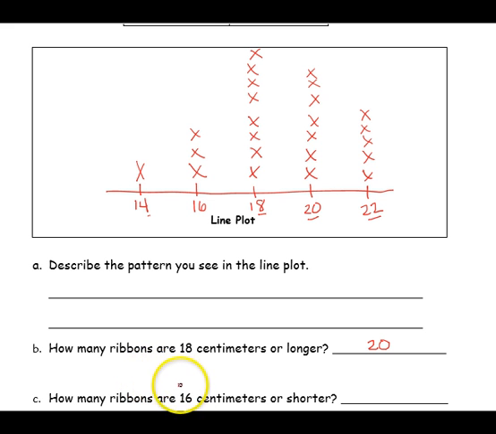How many ribbons are 16 centimeters or shorter? I would start with my 16 and count that group as well as the 14 centimeter group. There were 3 ribbons in the 16 group and 1 in the 14. That tells me there are 4 pieces of ribbon that are 16 centimeters or shorter.